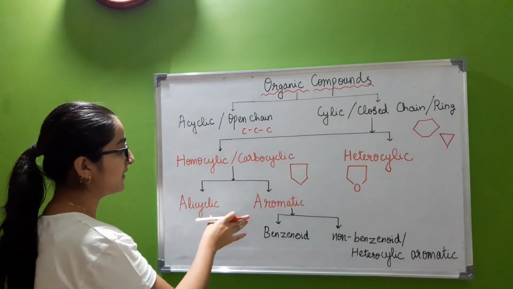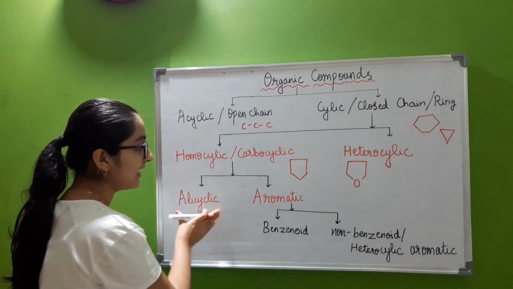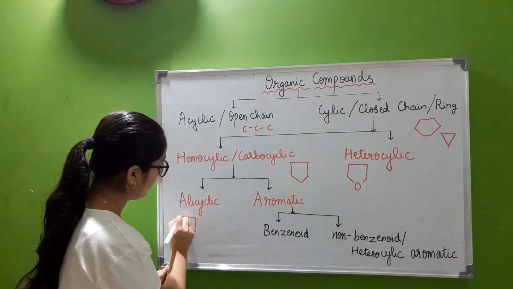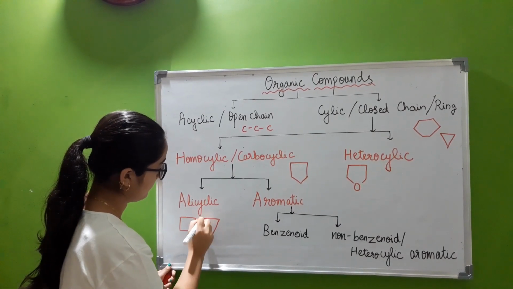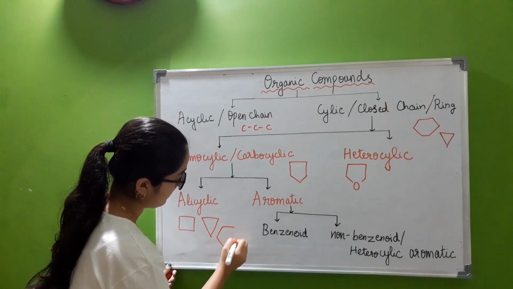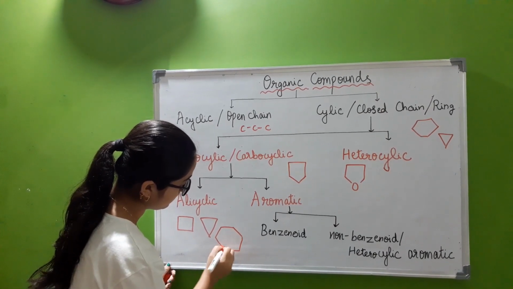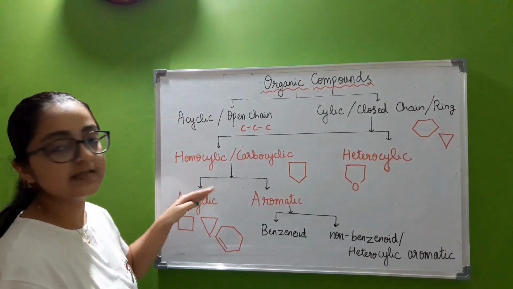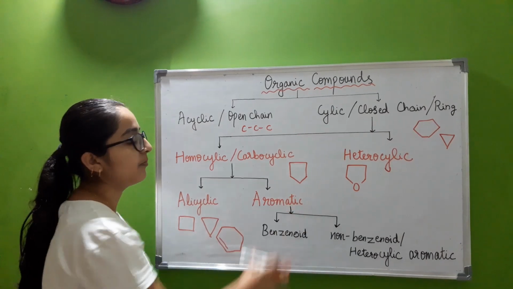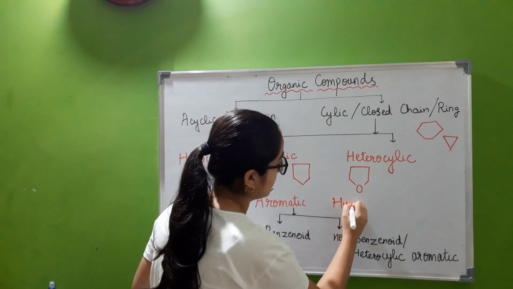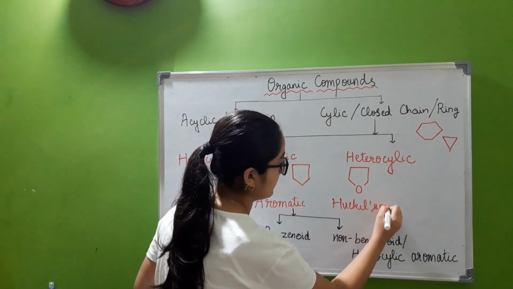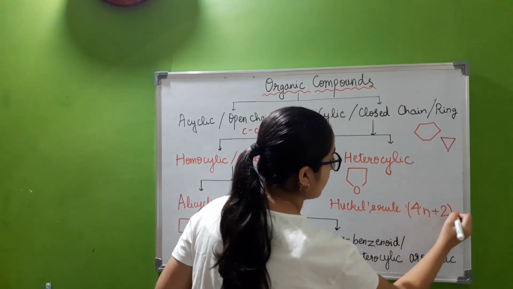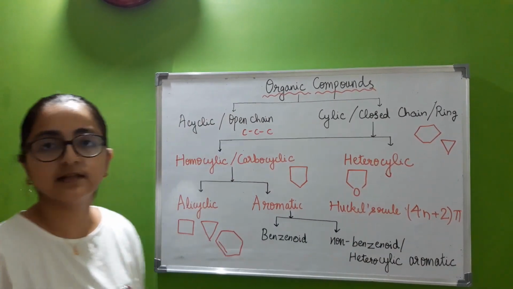Even homocyclic compounds are further divided into two classes known as alicyclic and aromatic. Alicyclic are nothing but closed structures. The main difference between both of them is that aromatic compounds follow Hückel's rule, that is, 4n plus 2 pi electrons are present in the compound.